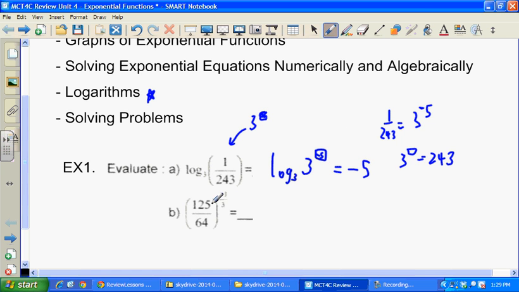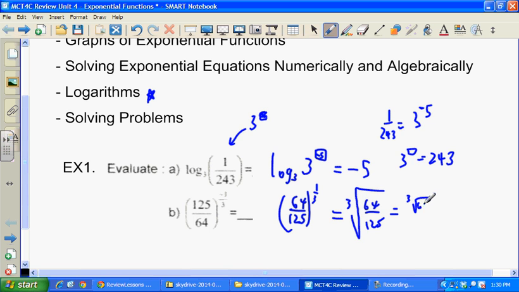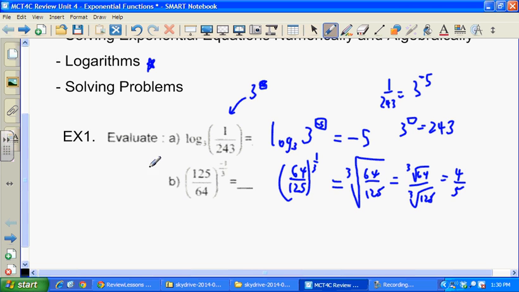On this one, 125 over 64 to the exponent negative 1/3. The fractional exponent means root, negative exponent means flip. So how we handle this is we flip it first, and we don't flip the exponent, just the base, and the exponent 1/3 means roots, so it means the cube root of 64 over 125, which is just the same. And of course, some of these steps you can skip, but it means this, and that means just good old 4 over 5.